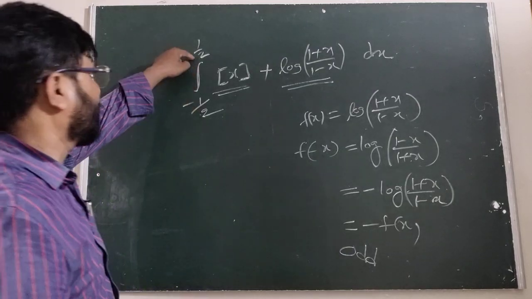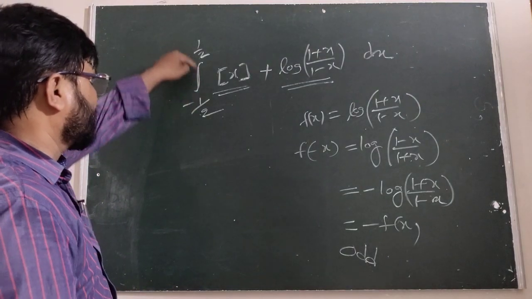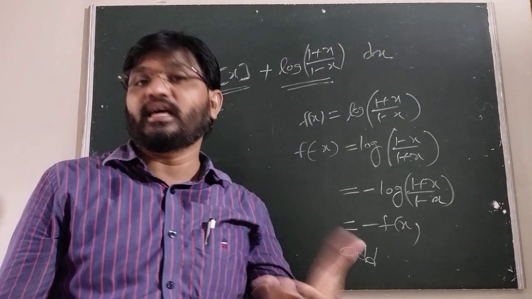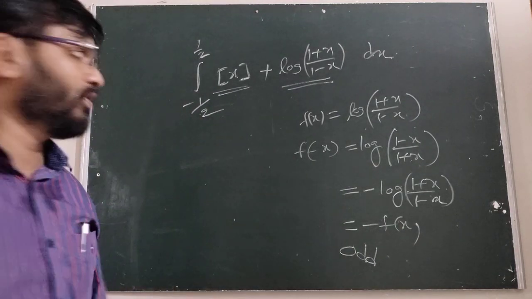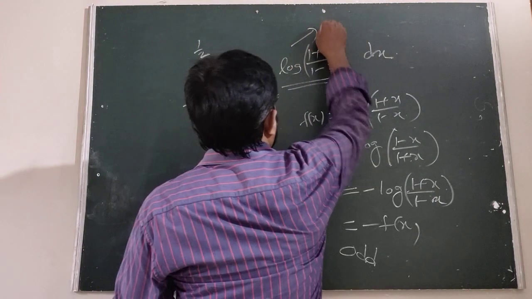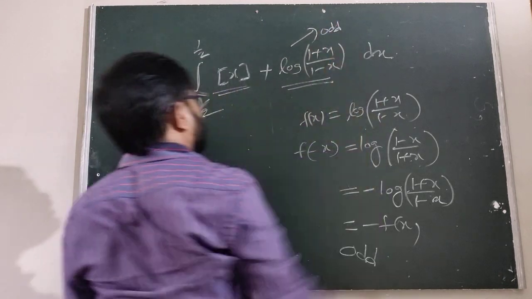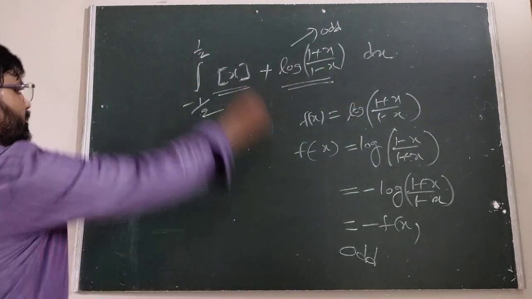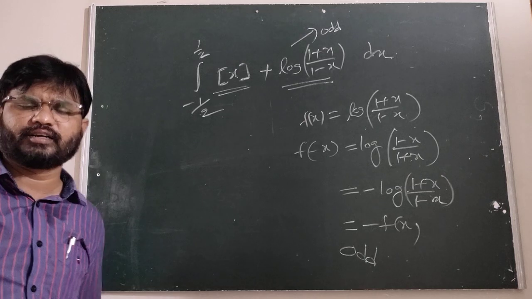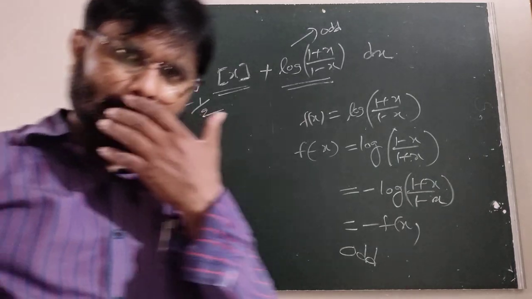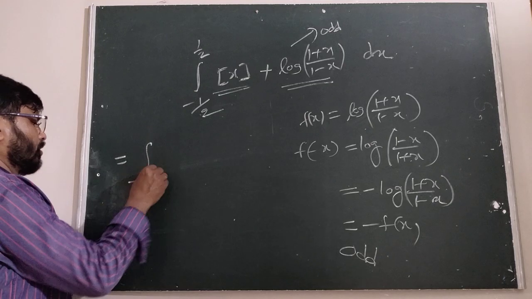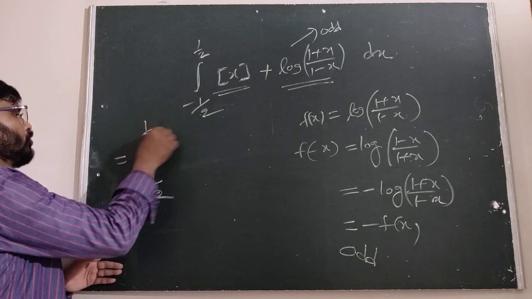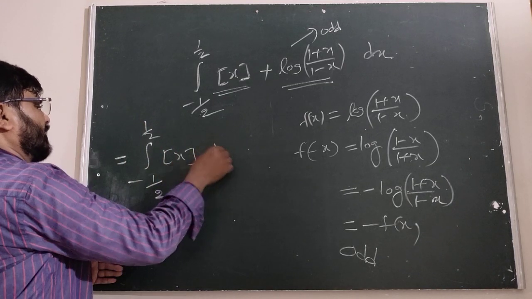Therefore, this is an odd function. When the limits are equal, upper and lower limits with opposite signs, first we check whether it is an even or odd function. When it is an odd function, its solution is 0. The remaining is only the step function. We can't determine whether the step function is even or odd. Therefore, 1 by 2 into 2, the step x dx.